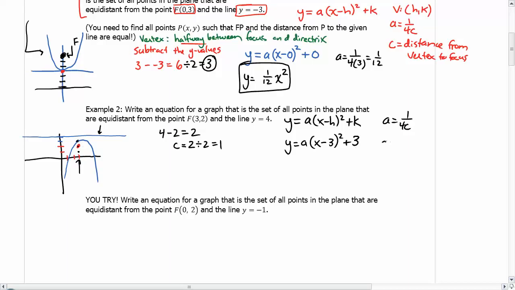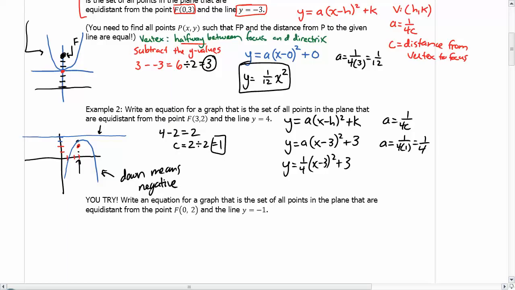So plus 3. Lastly, your a value, 1 over 4 times c. C is the distance between your focus and your vertex, which was 1. So a is going to be 1 over 4 times 1, which is 1/4. Okay, now fill that in for a, so that's 1/4 (x minus 3) squared plus 3. Only problem, the parabola opens down, and down means negative. Okay, since down means negative, you have to go back and change your leading term to negative, and that's it.